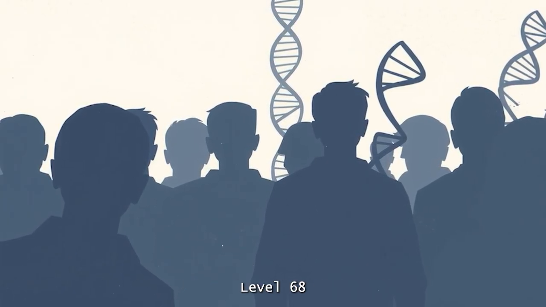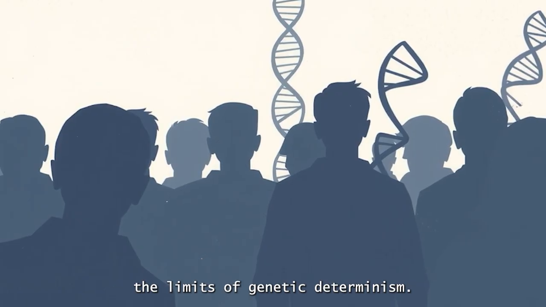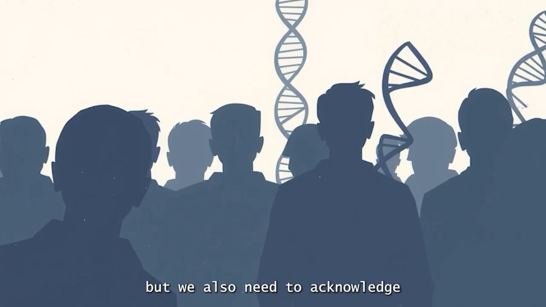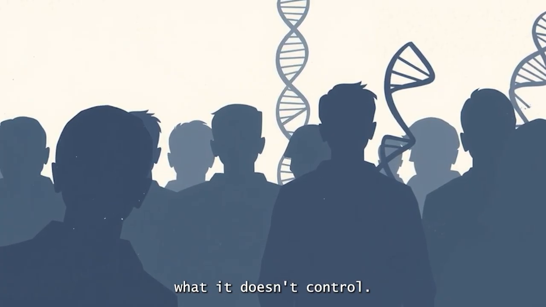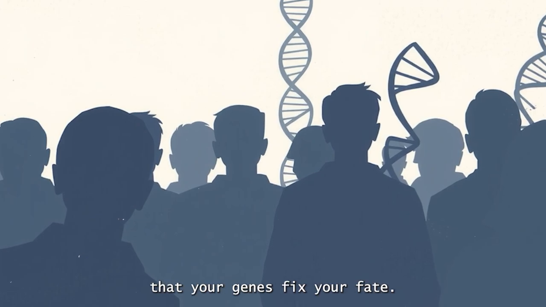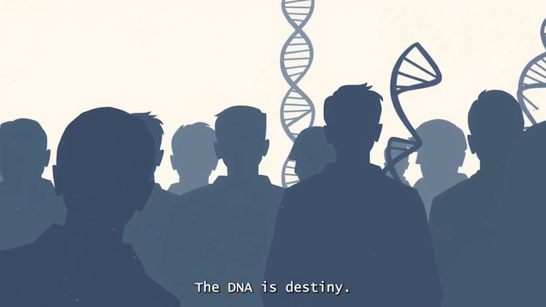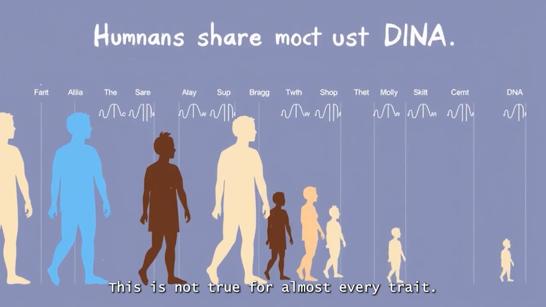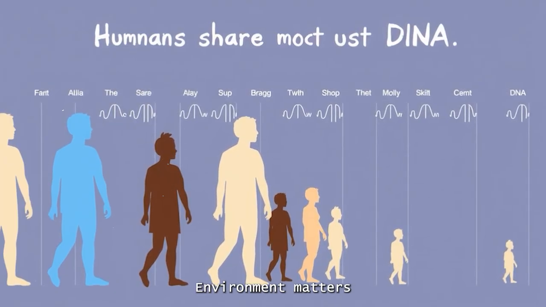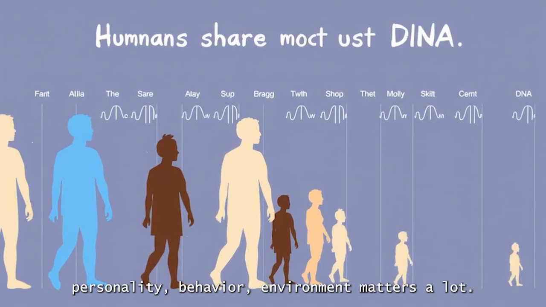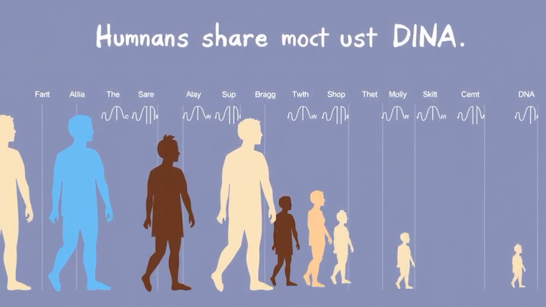Level 68. The limits of genetic determinism. We've been exploring what DNA controls, but we also need to acknowledge what it doesn't control. Genetic determinism is the mistaken belief that your genes fix your fate, that DNA is destiny. This is not true. For almost every trait, environment matters. For complex traits like intelligence, personality, behavior, environment matters a lot.